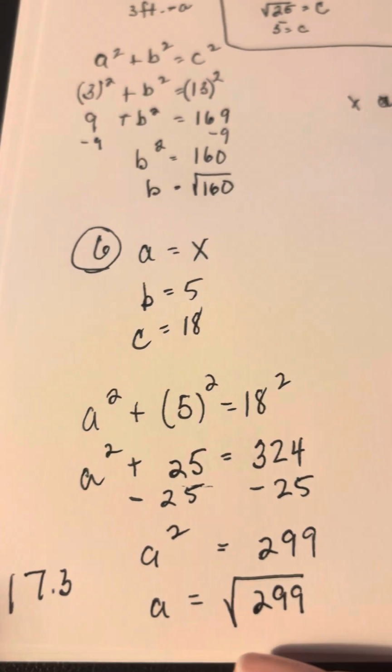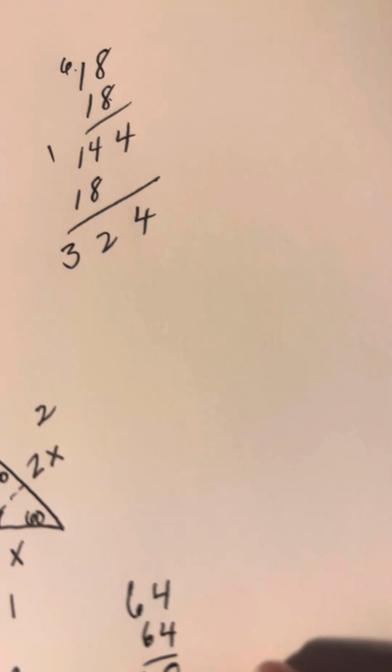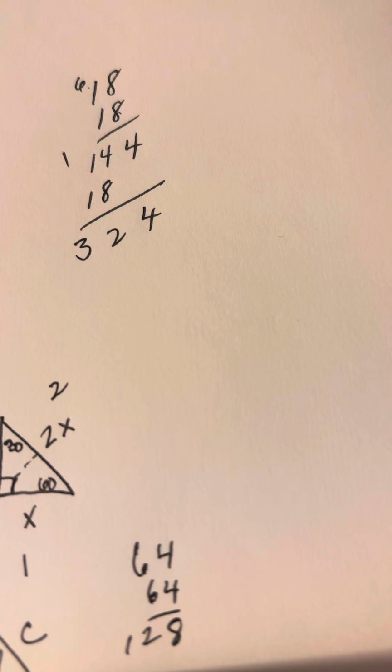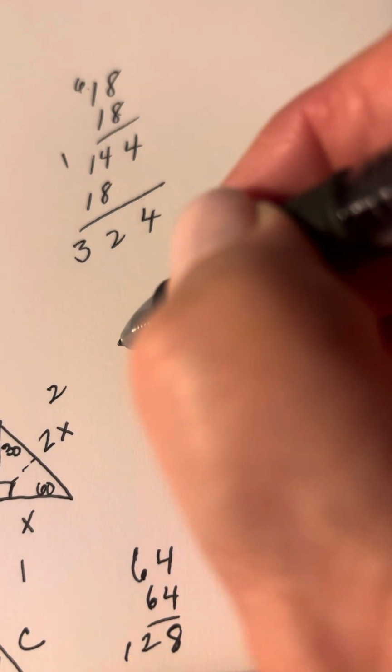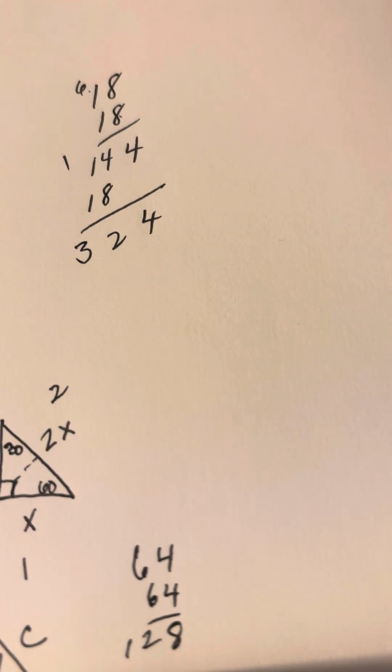Okay, so the most important things to remember here is a squared plus b squared equals c squared. C has to be by itself. It is always the hypotenuse. And the hypotenuse you find by drawing a diagonal across the box.